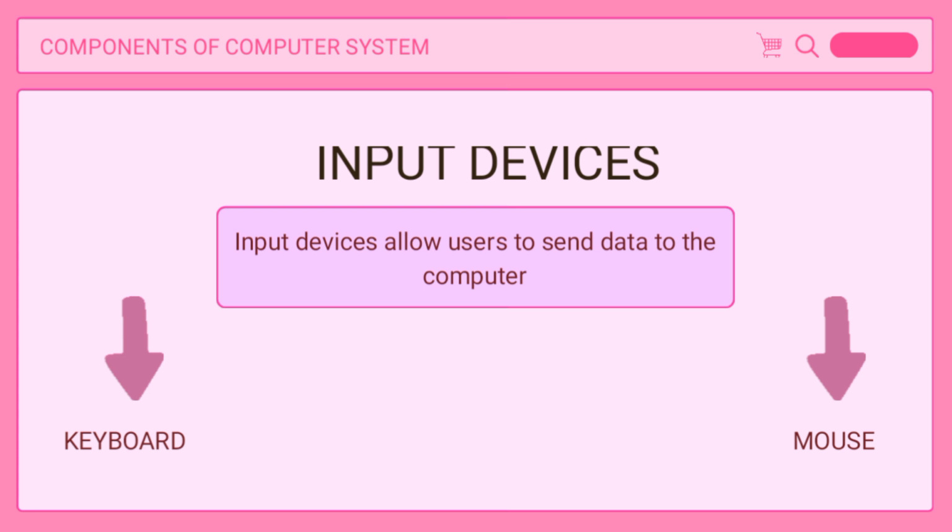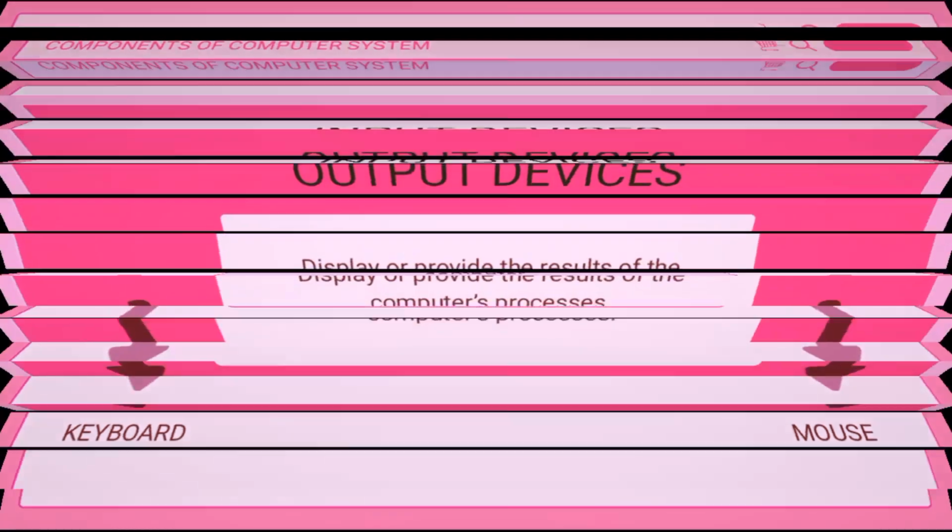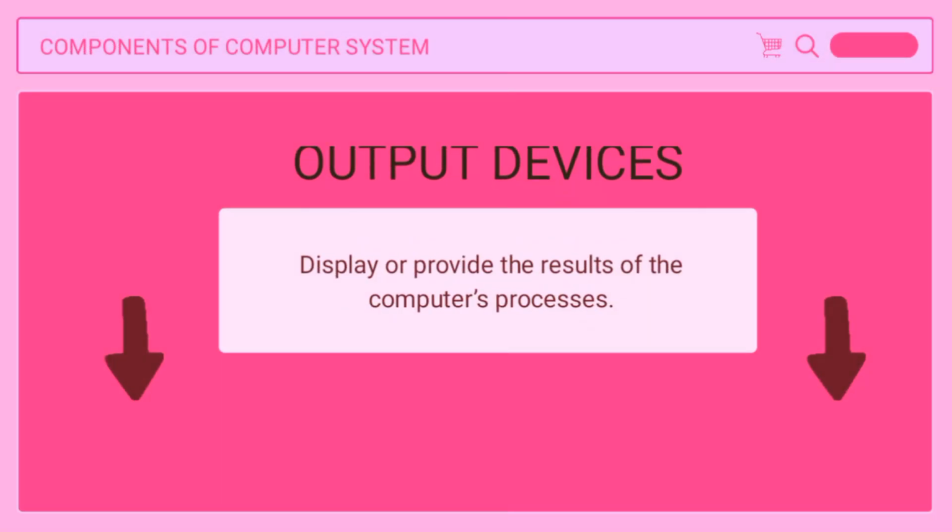Next is the mouse. By clicking the button or moving the mouse, you can control the cursor on the screen. And by moving or clicking it, you can open any application or website that you want. Next we have the output devices.